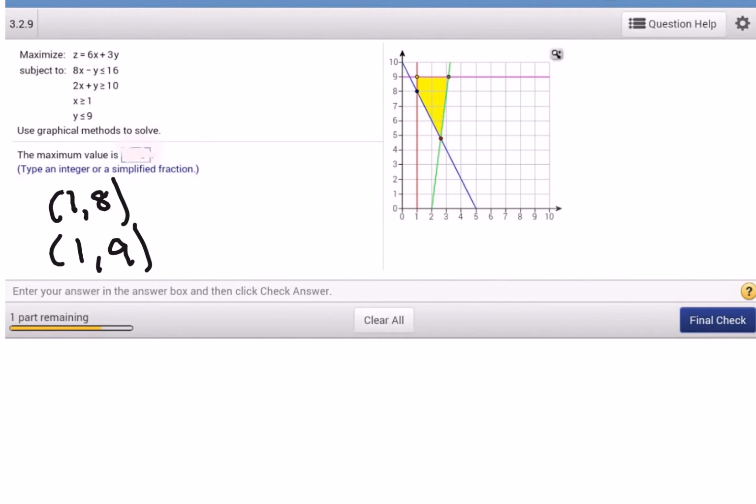Now the other 2 are a little hard to tell from the graph. You can guess, but you're not going to get the correct maximum value. You can get close to it, but it would be really hard to get that value. So how can I figure out what these points are? Well, that's where we solve a system of equations. We want to find out where they intersect.